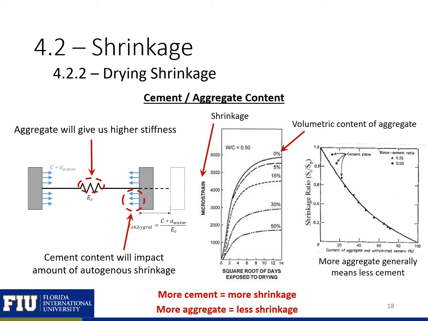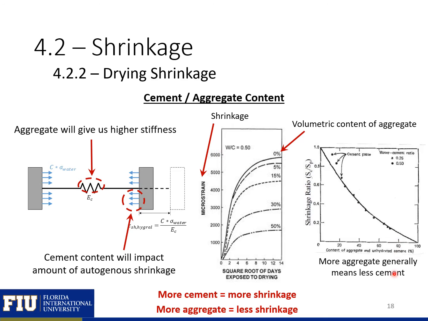We can see that the cement and aggregate content is going to affect our drying shrinkage. Essentially, the aggregate is going to give us a higher stiffness normally, and the cement content is going to impact the amount of autogenous shrinkage. So if we look at some results here where we have shrinkage plotted versus the square root of days exposed to drying, so time, and we have a couple different plots for different volumetric contents of aggregate. So essentially no aggregate to 50% aggregate. And we can see that less aggregate means more shrinkage.